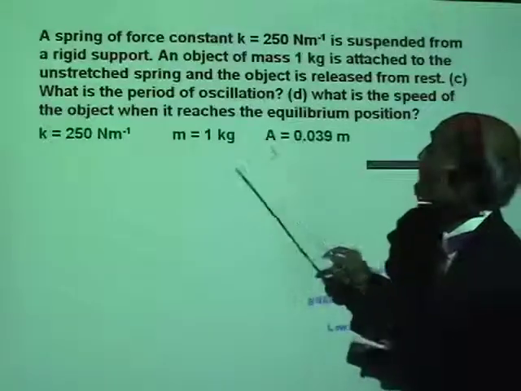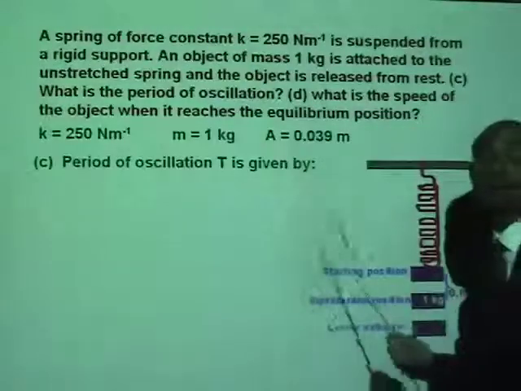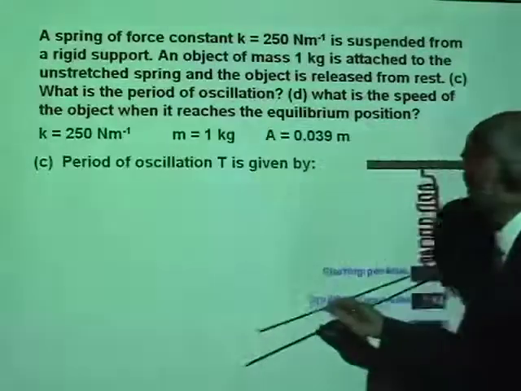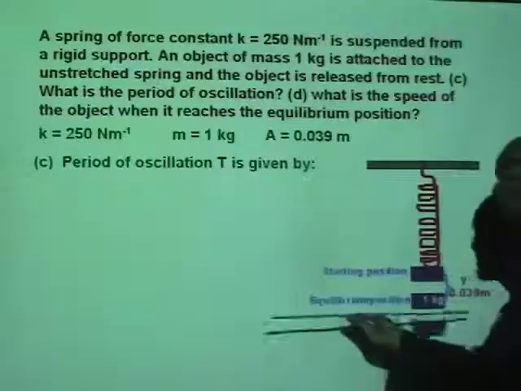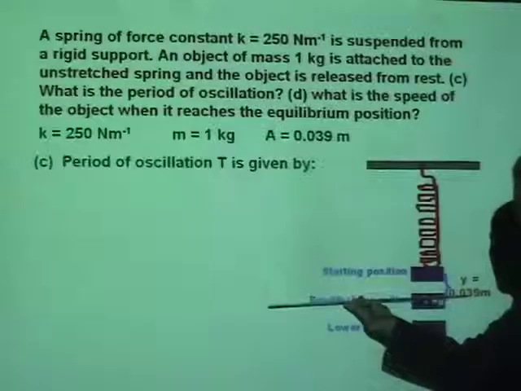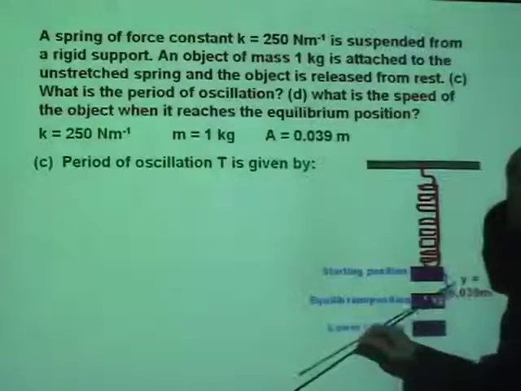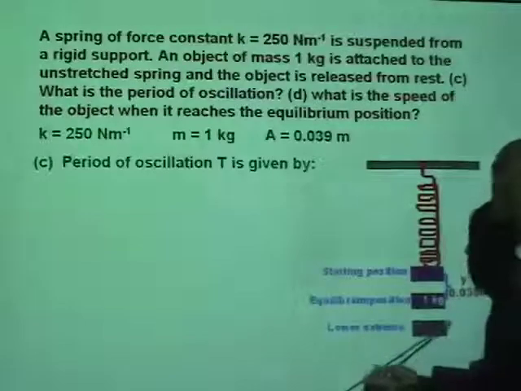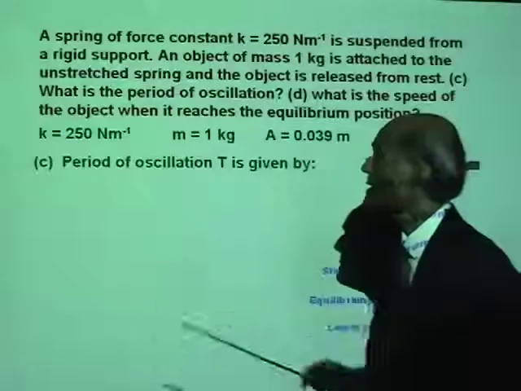Well, by the way, I haven't actually done that using energy conditions. You will be good enough in answering that B part, saying that the distance from the starting position to the equilibrium will be the same as the distance from the equilibrium to the lower extreme. So that the total distance from the starting position to the lower extreme will be 0.078 meter.